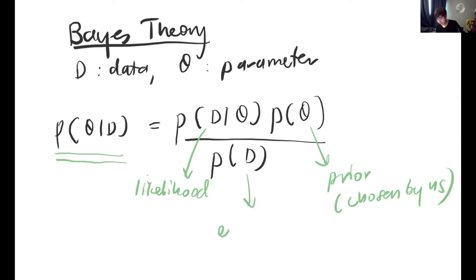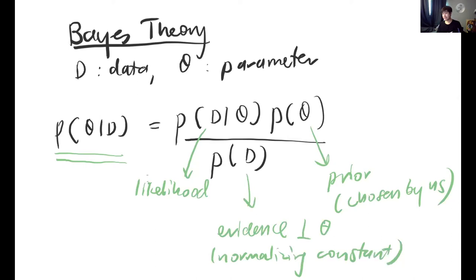And last but not least, we have this evidence term. You can see that this is independent of theta. This just serves to make the whole thing a probability distribution, so it is a normalizing constant, right? Later we shall see that this is actually a big problem because this particular term is very hard to work with. And so a lot of the times we cannot actually get a full description of our posterior, the left-hand side. I should mention at this point that this is called a posterior.